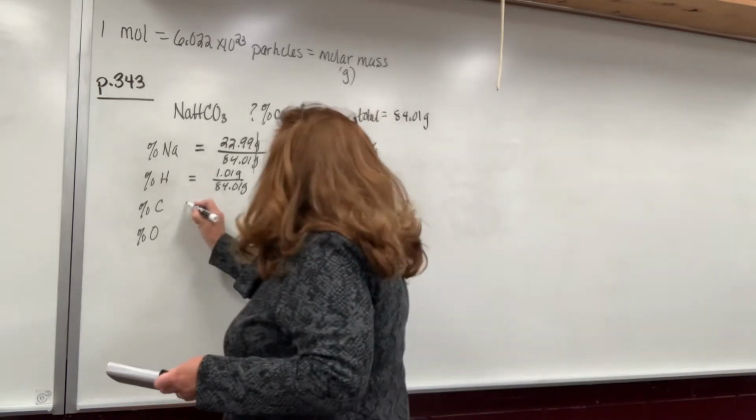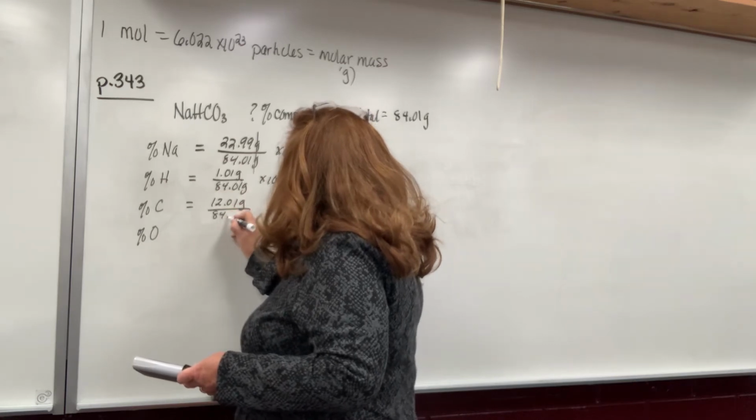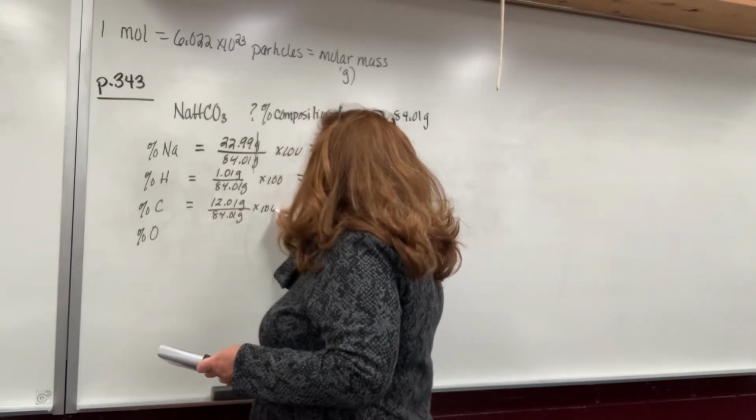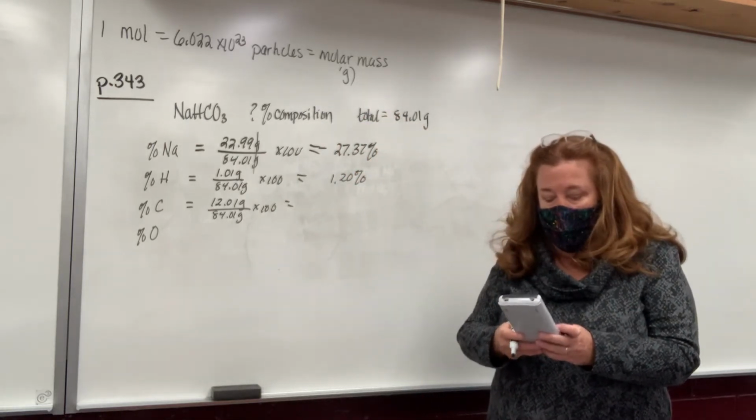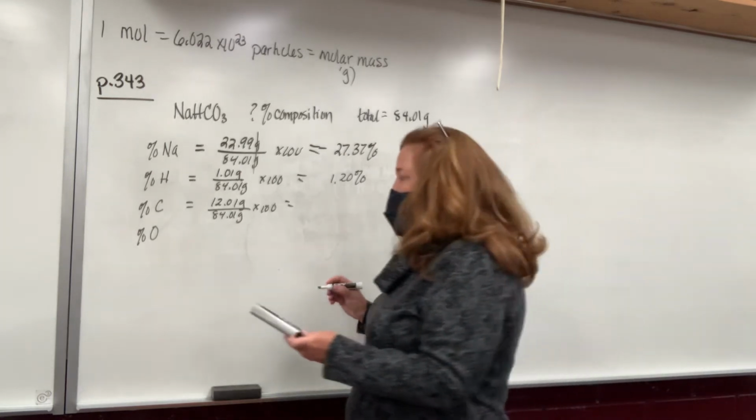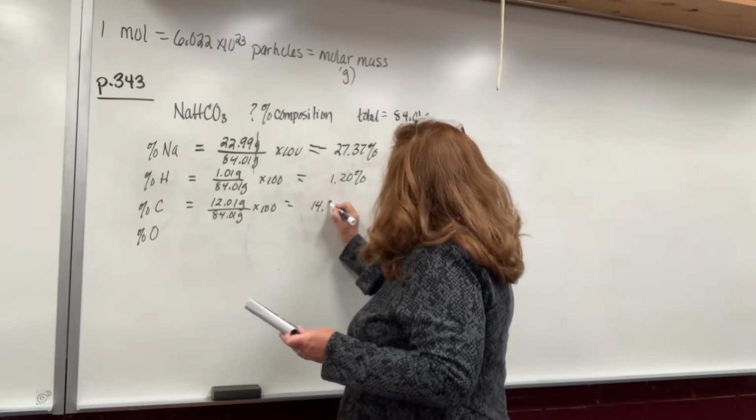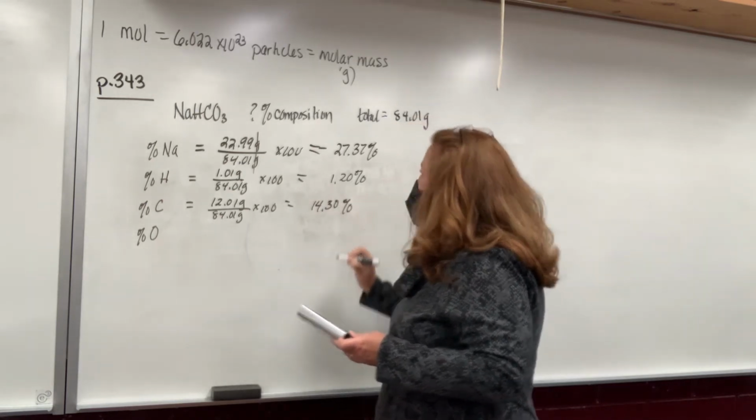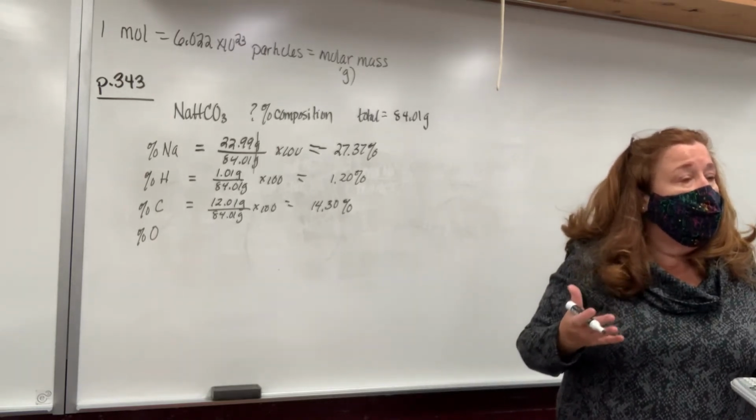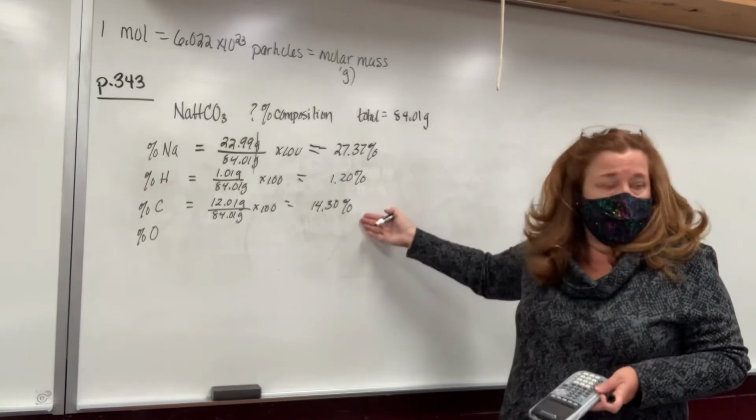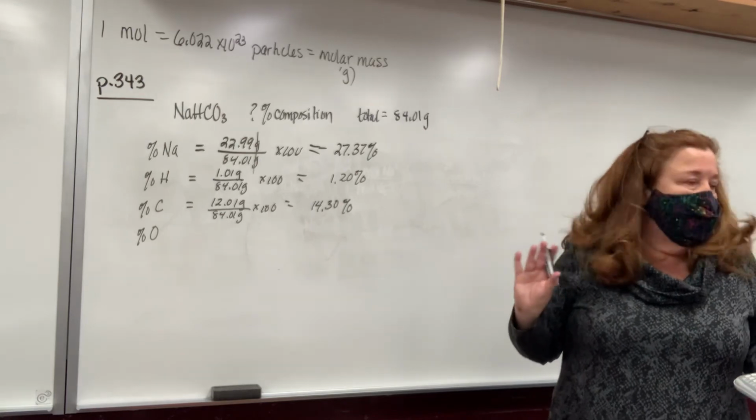Moving on to the carbon, there's only one carbon. 12.01 grams divided by the whole thing times 100. 12.01 divided by 84.01 times 100. I can keep four this time, 14.30. And now if I wanted to, if I was really confident in my math, I could add these up and do what? Subtract from 100 to get the oxygen, but I'm not that confident in my math.